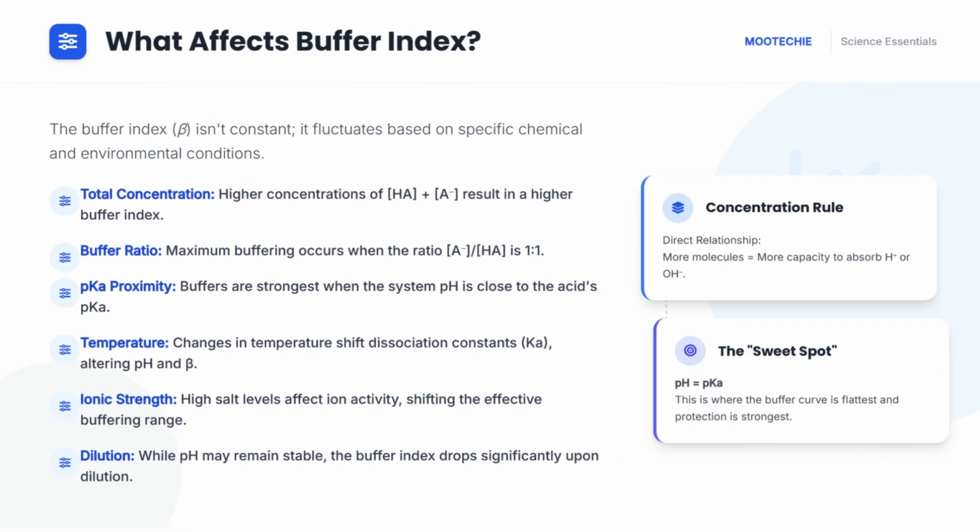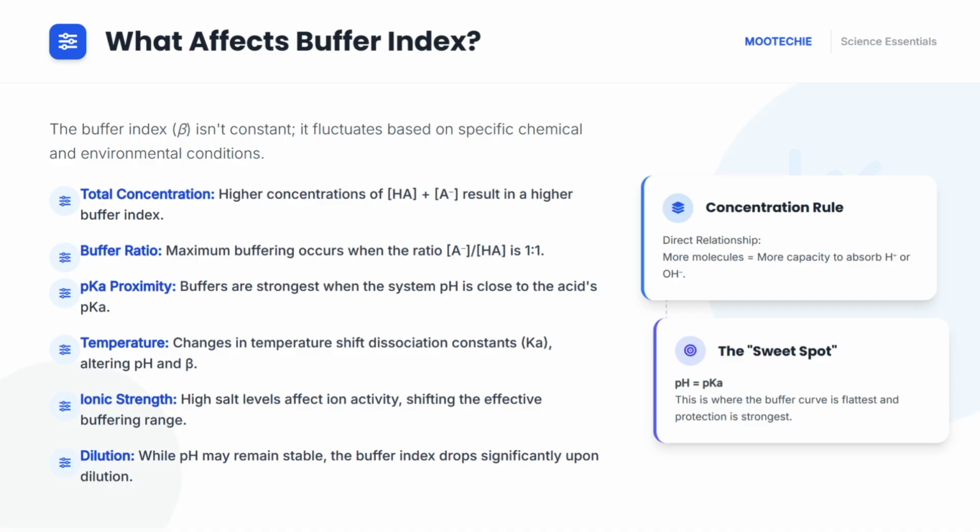The buffer index beta isn't constant. It fluctuates based on specific chemical and environmental conditions. Total concentration is key. Higher concentrations of HA plus A- result in a higher buffer index. The buffer ratio is also crucial. Maximum buffering occurs when the ratio of A- to HA is 1:1.